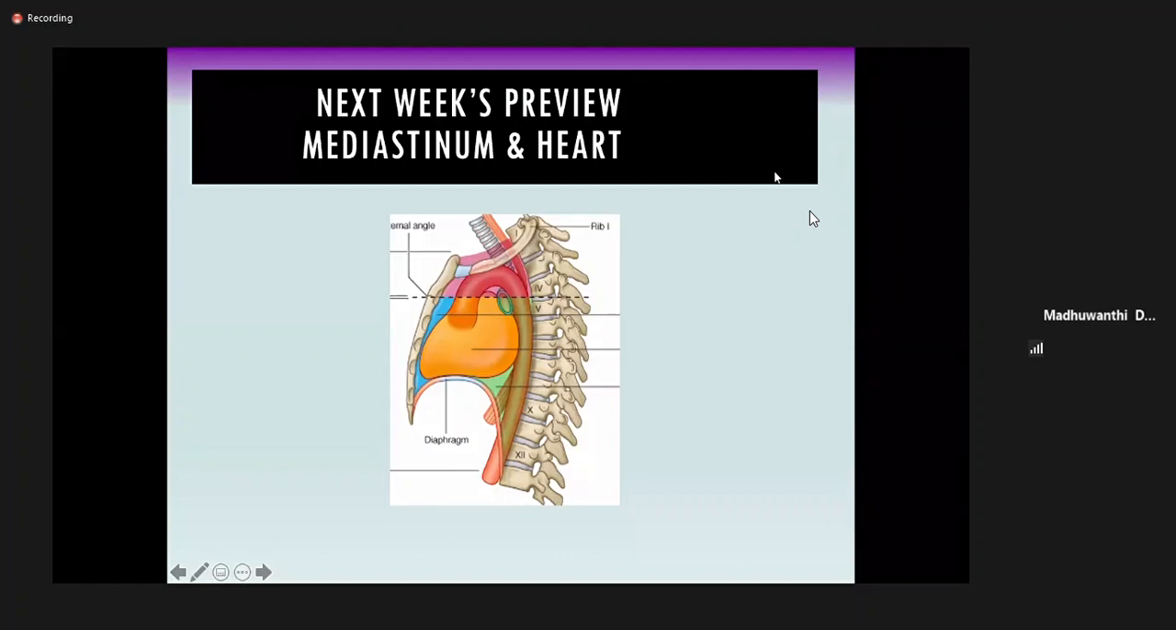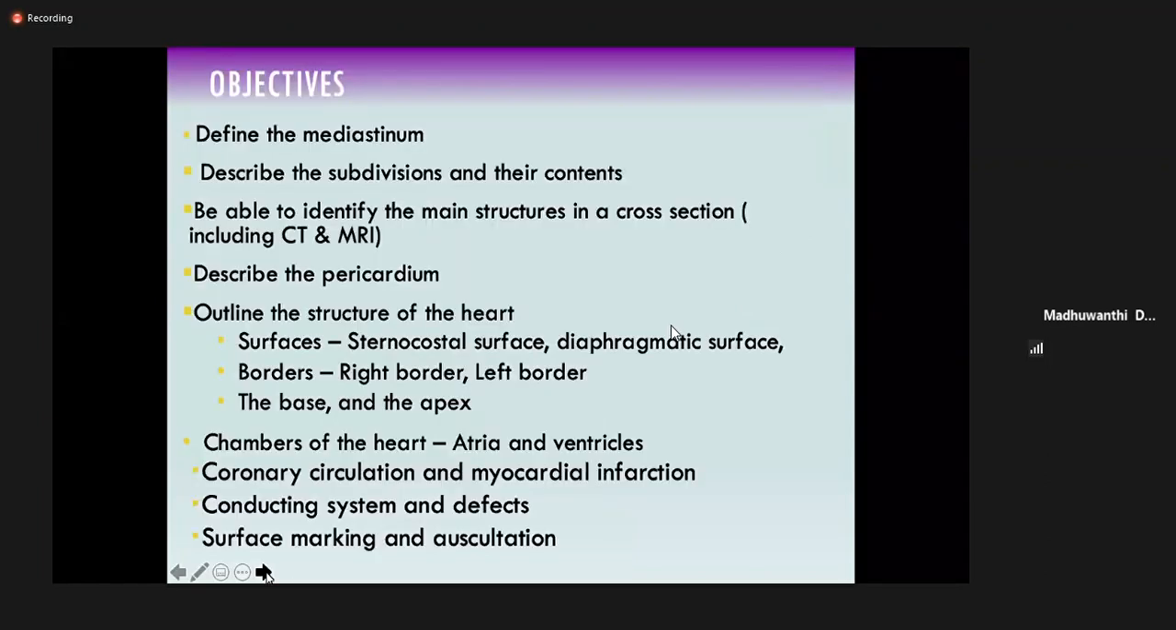Okay, recording now in progress. Let's start with the next week's preview. Actually, this short overview is for you, as students learning about a new region, to have a glimpse of the region that you are going to do. So now we have already done the chest wall, and we have started the thorax. So now we are going into the mediastinum and the heart.